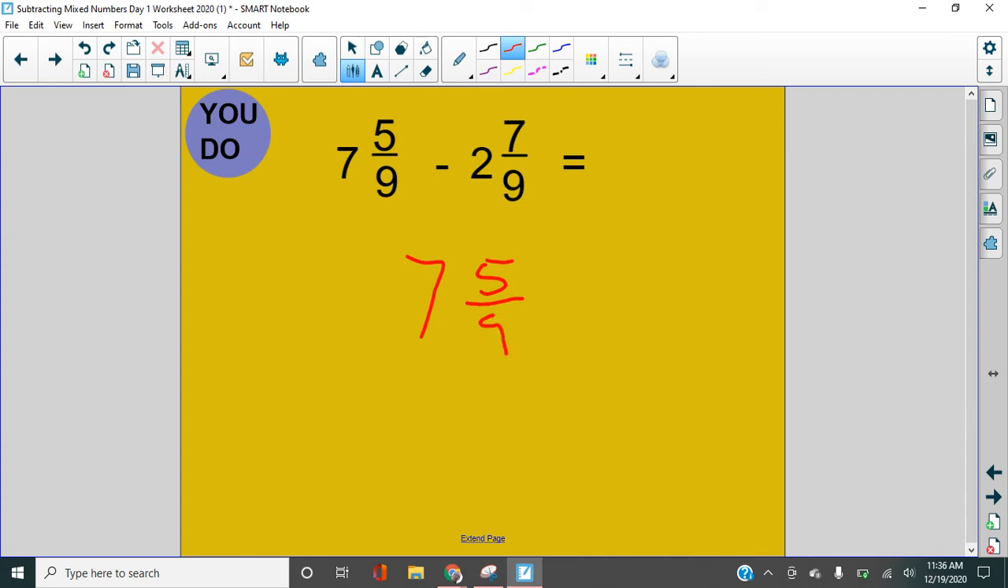7 5/9 minus 2 7/9. All right, I already told you that you had to borrow. Why do you have to borrow? Because you have the bigger fraction on the bottom. You have a big bottom. Big bottom, borrow. So we're going to cross out the 7 and make it what? 6.